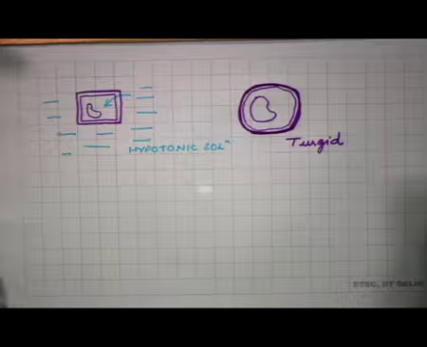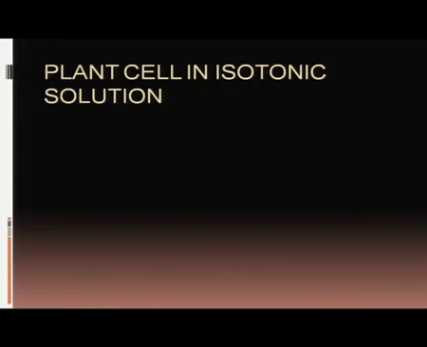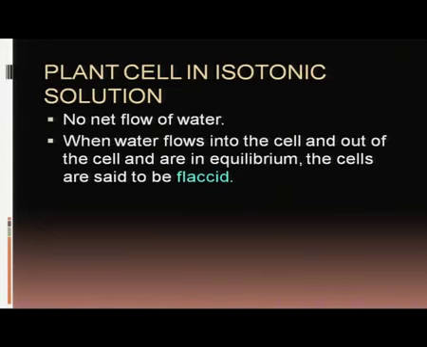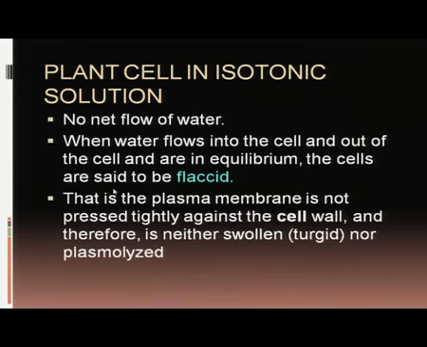If a plant cell is kept in an isotonic solution, there will be no net flow of water, and when water flows into the cell and out of the cell in an equilibrium, then the cells are said to be flaccid. When there is no net movement of water molecules, then the cells are said to be flaccid. That is, the plasma membrane is not pressed tightly against the cell wall, and therefore, the cell is neither swollen nor plasmolyzed.